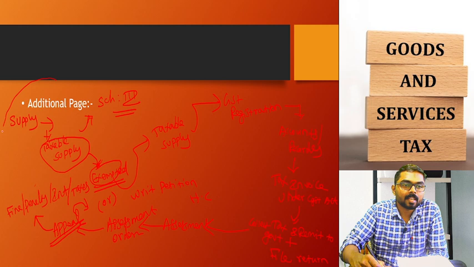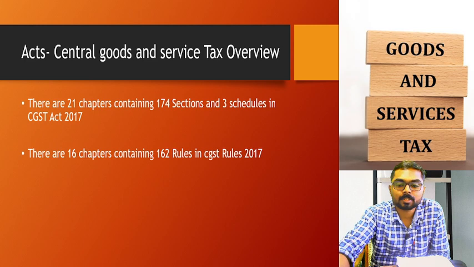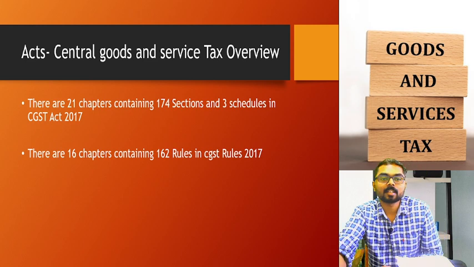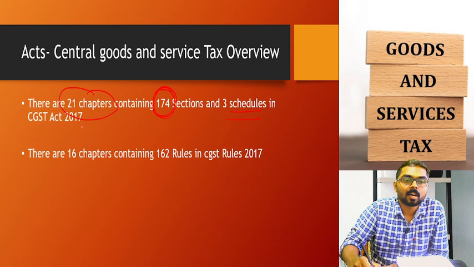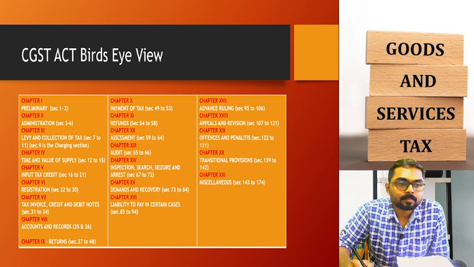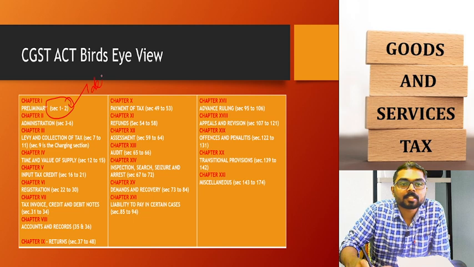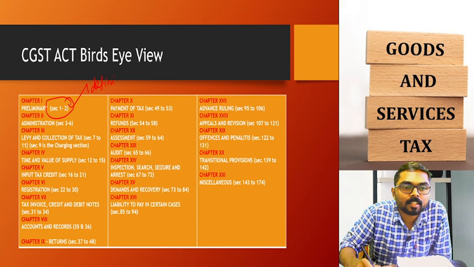Now let's discuss the chapters and sections contained in the CGST Act 2017. There are 21 chapters containing 174 sections in the CGST Act, and 3 schedules are contained in the CGST Act 2017. In chapter number 1, they have given the preliminary sections. Section 2 is a definition section. All the definitions are given in section 2.